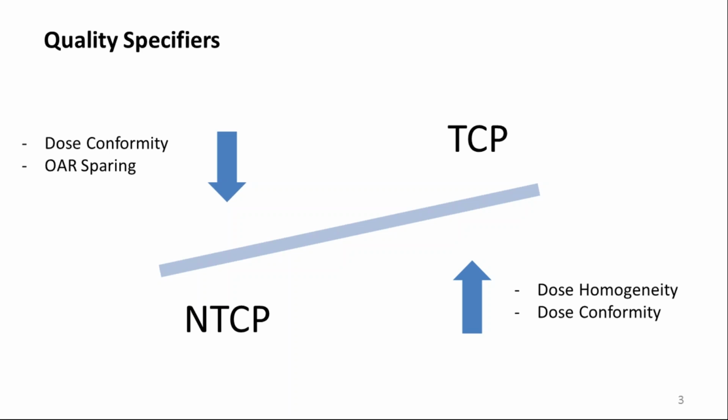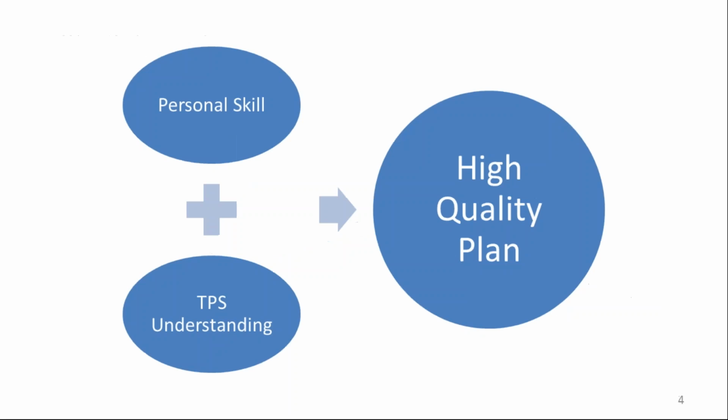Now, on the other hand, as a quality specifier, to get the lowest possible normal tissue complication, we need to have also dose conformity, to make sure that the tumor is receiving the prescribed dose, not the normal tissue surrounding it, as well as we are trying to spare as much as possible the organs at risk surrounding the tumor.